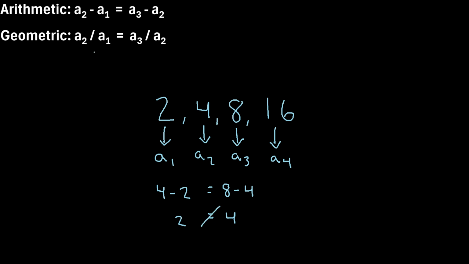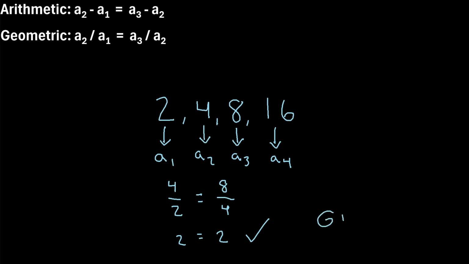So now let's check if it's a geometric sequence. We can use the formula a2 divided by a1. So a2 is 4 and a1 is 2. Is 4 divided by 2 equal to a3 divided by a2? So a3 is 8 and a2 is 4. On the left-hand side we get 4 divided by 2, that's 2. On the right-hand side we get 8 divided by 4, that's also 2. So that checks out. This is a geometric sequence.